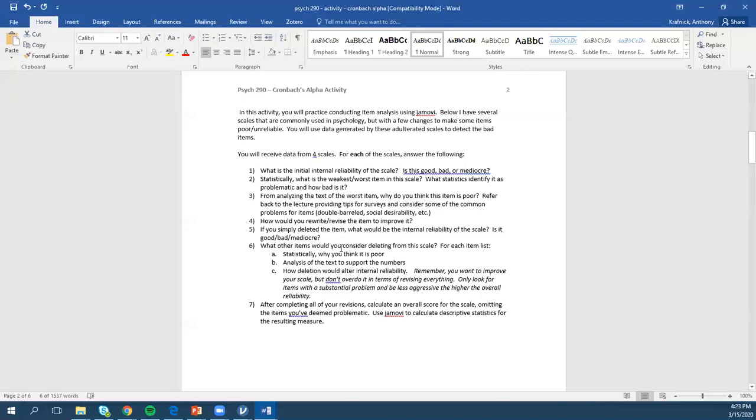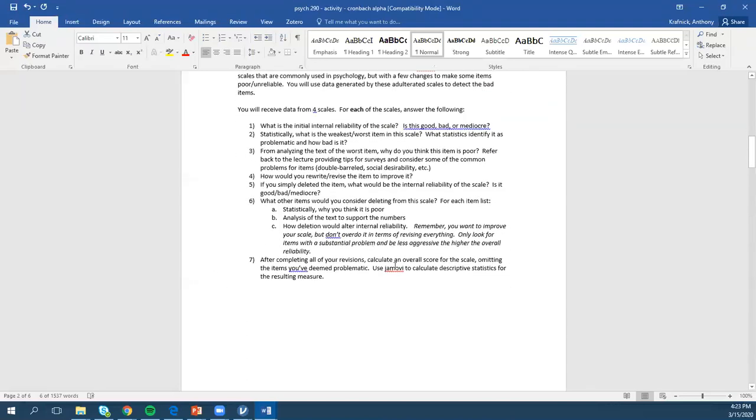I'm going to post a key for this activity later in the week, right? So you can kind of examine your thought process versus my thought process, but use your best judgment as you go through this for the first time, right? Does this item need to be removed? Does it not?